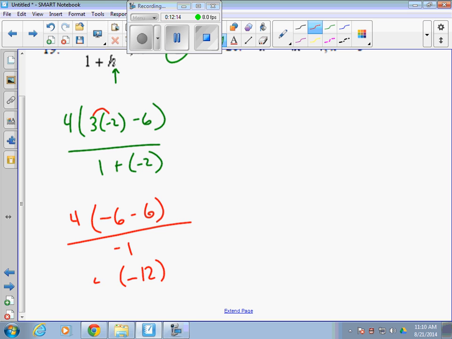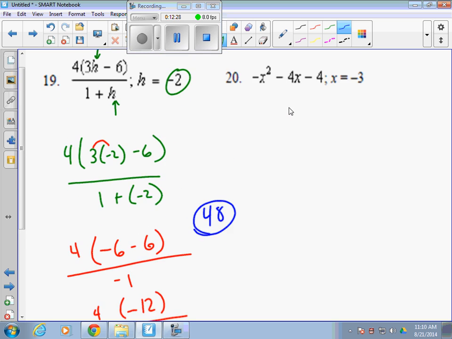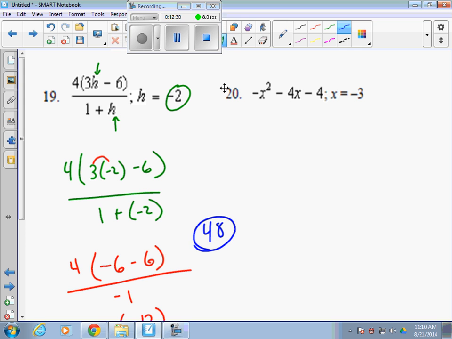So you have 4 times negative 12 over negative 1. 4 times negative 12 is negative 48 divided by negative 1. Negative divided by negative makes it a positive. Put it way back up here. 48 for number 19. Positive 48. Negative x squared minus 4x minus 4 when x is negative 3.